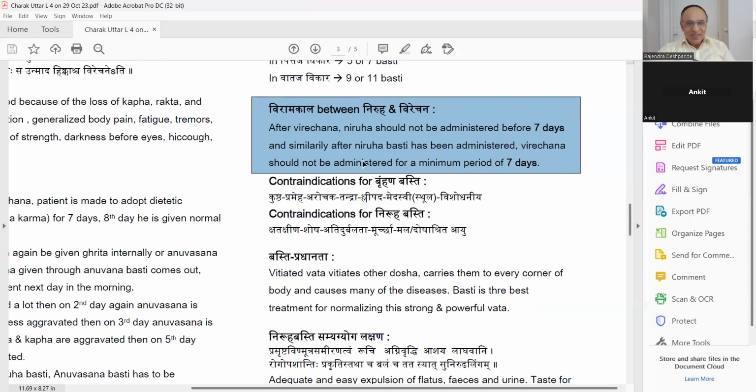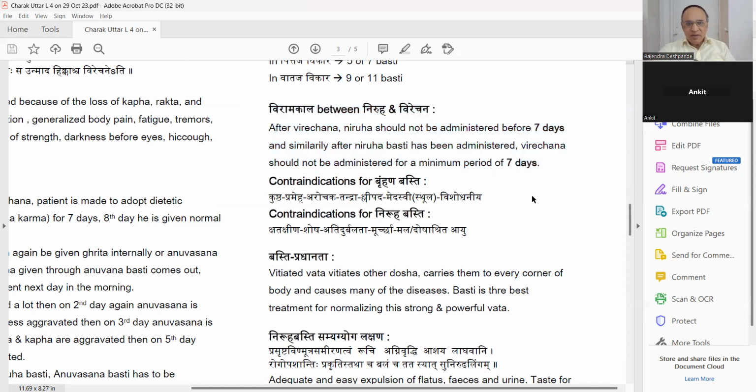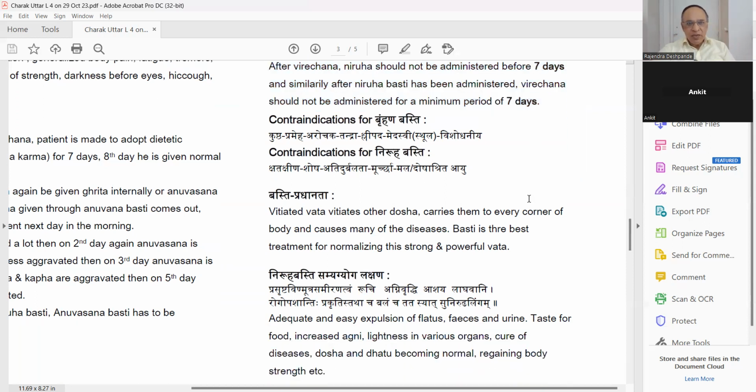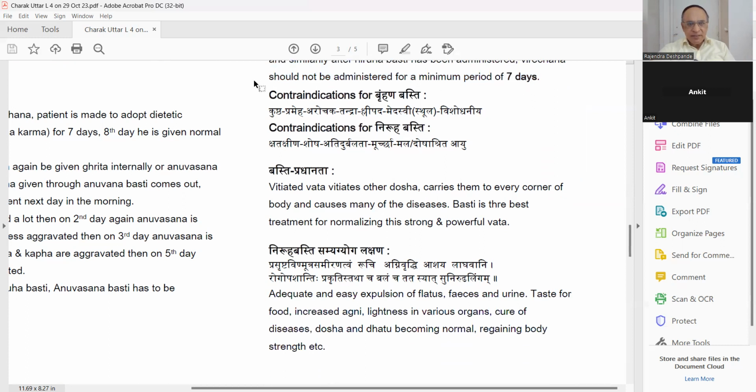Okay. And similarly, after Niruha Basti has been administered, Virechana should not be administered for minimum 7 days. So there should be a gap of 7 days. Either you want to give Virechana and then Niruha, or Niruha and then Virechana, a 7 days gap is mandatory, compulsory. So don't forget that 7 days. That is called Viramakal, pause. In English, it is called a pause. Now, slowly up. Let me take this point.